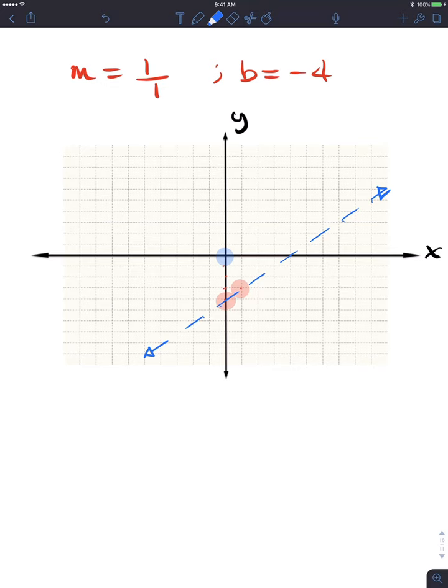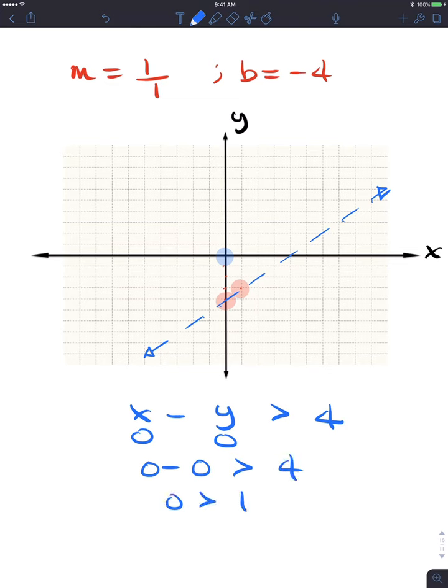Now we're going to have to go back to your original inequality here. Okay? Go back to the original inequality. Original inequality is x minus y is greater than 4. So if I plug in x is 0 and y is 0, we get 0 minus 0 is greater than 4, or 0 is greater than 4. This is a false statement.